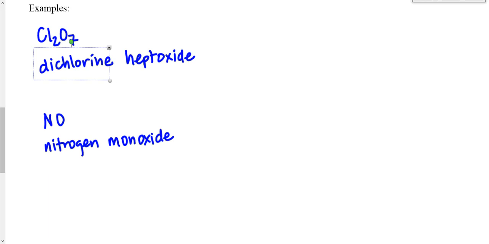Okay, so let's go the reverse way. Let's say my name is sulfur hexafluoride. The first element, sulfur, doesn't have a prefix, so that means it's just 1. And my second element, fluoride, would be fluorine. And hexa means I have 6.